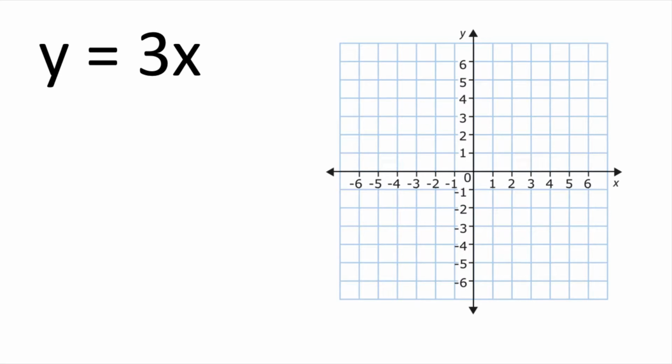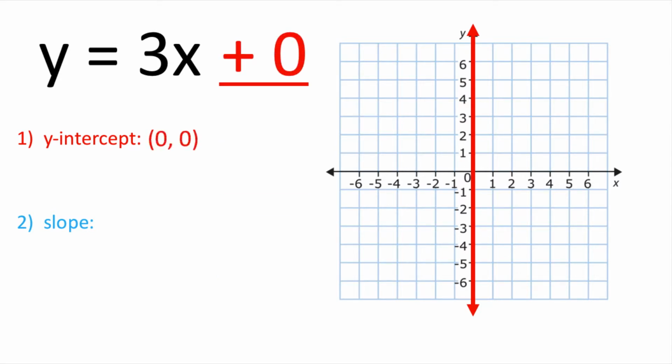To graph an equation, start by graphing the y-intercept on the y-axis. Then, build off of this point using the slope to rise and run from there. For an example, in the equation y equals 3x, I know that the y-intercept is 0, so I plot the point at 0 on the y-axis.